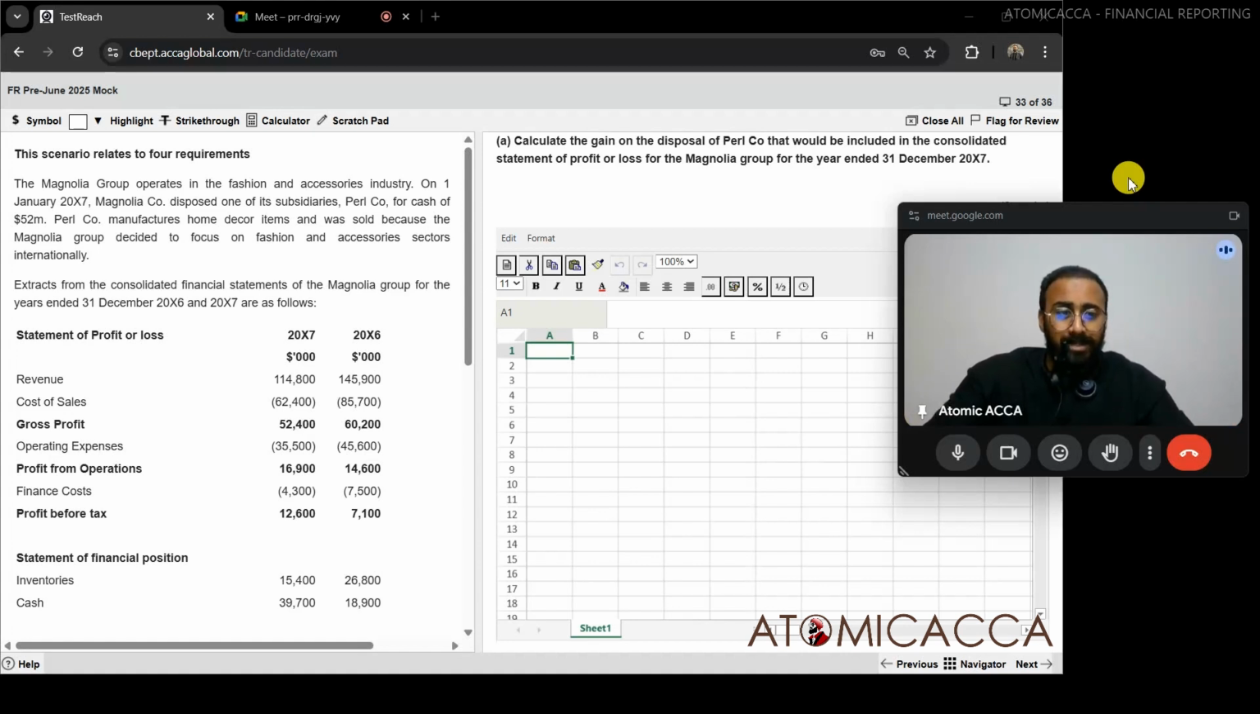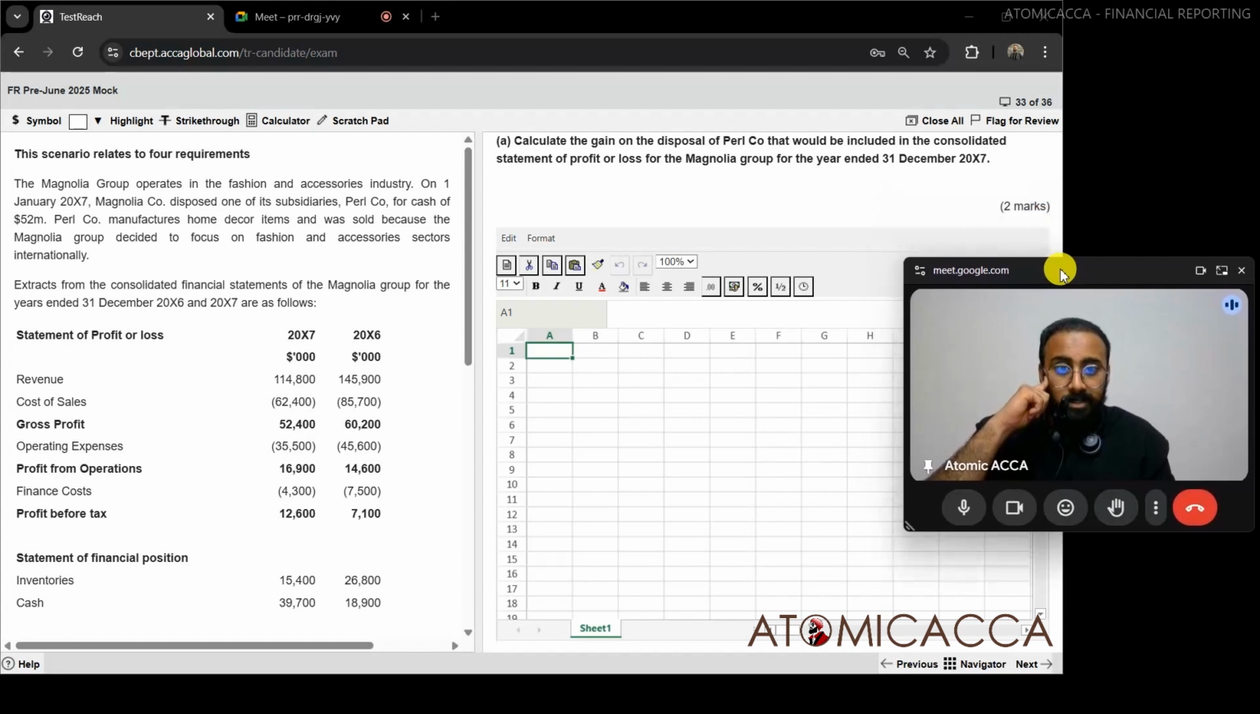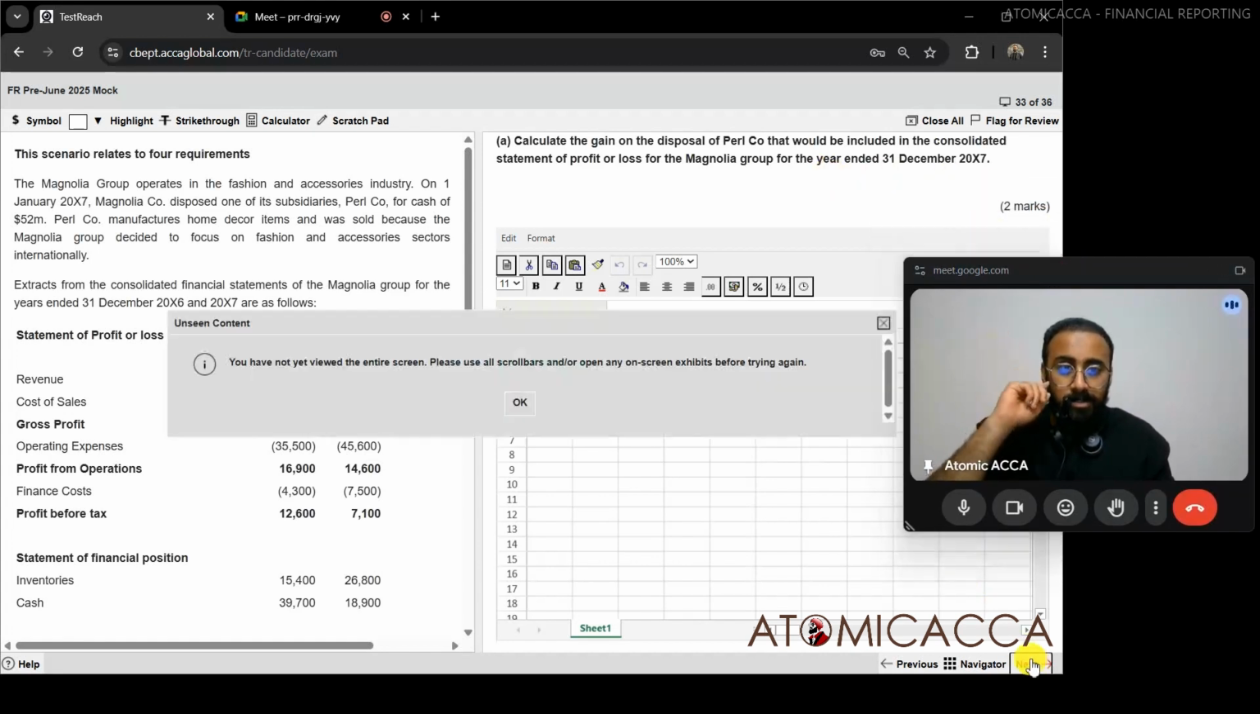Now we are done with the consolidated SOPL preparation. Now we are going to look at an interpretation question. Let's see what we have here. The first requirement is to calculate the gain on disposal of Pearl company that would be included in the SOPL for the group for the year ended 31st December X7. That's a 2 mark question, so we don't have to expect any complications there.